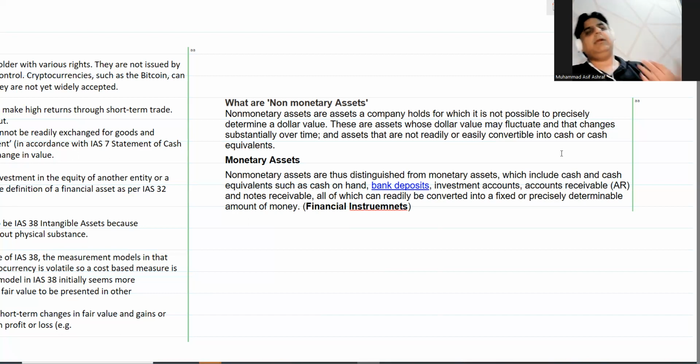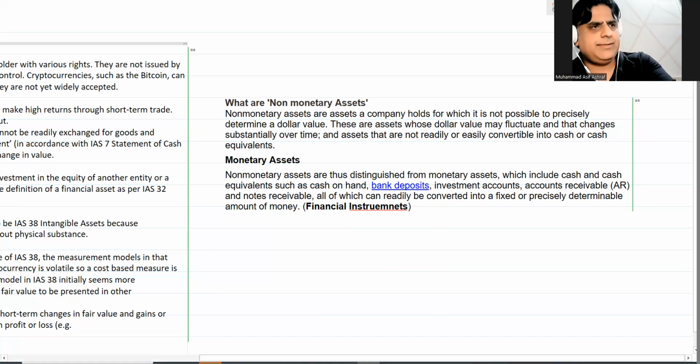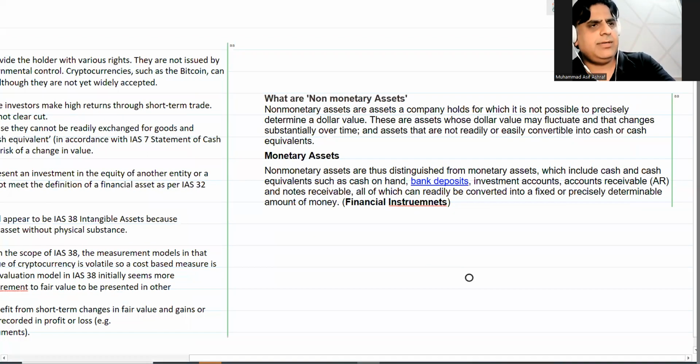On the other hand, with monetary assets, we can determine precisely the dollar value of benefits. Number one. Number two, they are readily convertible into cash, and convertible into a fixed or precise amount of money. Their value does not fluctuate frequently. Deposits, investment accounts, and accounts receivable are some of the examples. Now come to the point. We are talking about cryptocurrencies.